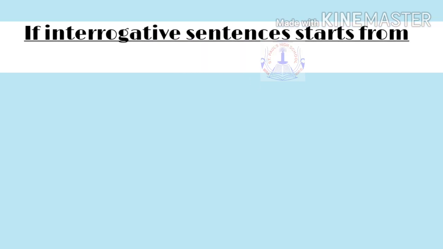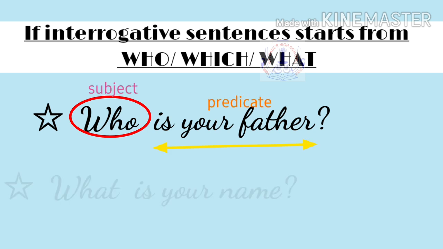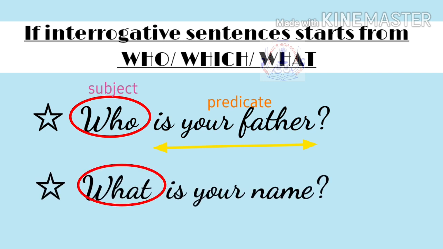In an interrogative sentence, the sentence starts with who, which, or what. Let us see what the subject will be. For example, who is your father? Already the subject will be who, and the rest will be the predicate. What is your name? What is the subject, and is your name becomes your predicate.